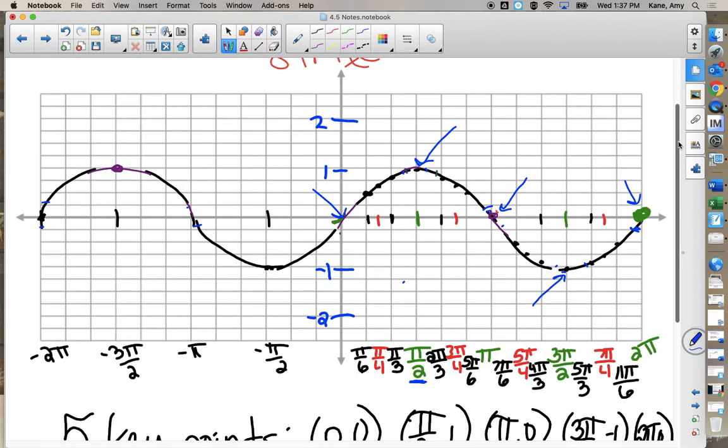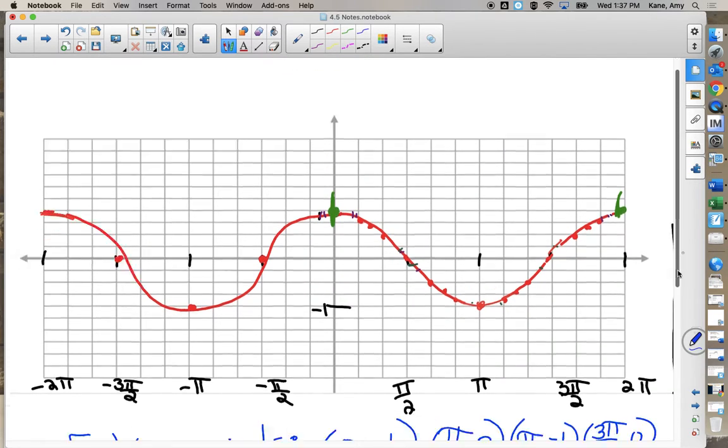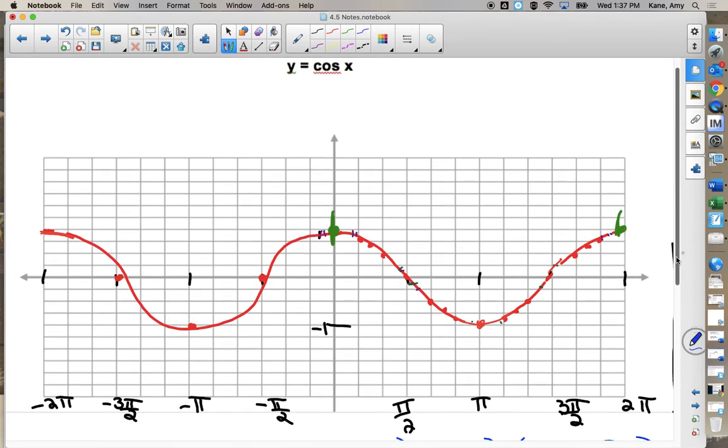So we're going to go through cosine, but a lot quicker. Are there questions on sine? Good. So then looking at the cosine graph, I'll keep those hidden for a minute.